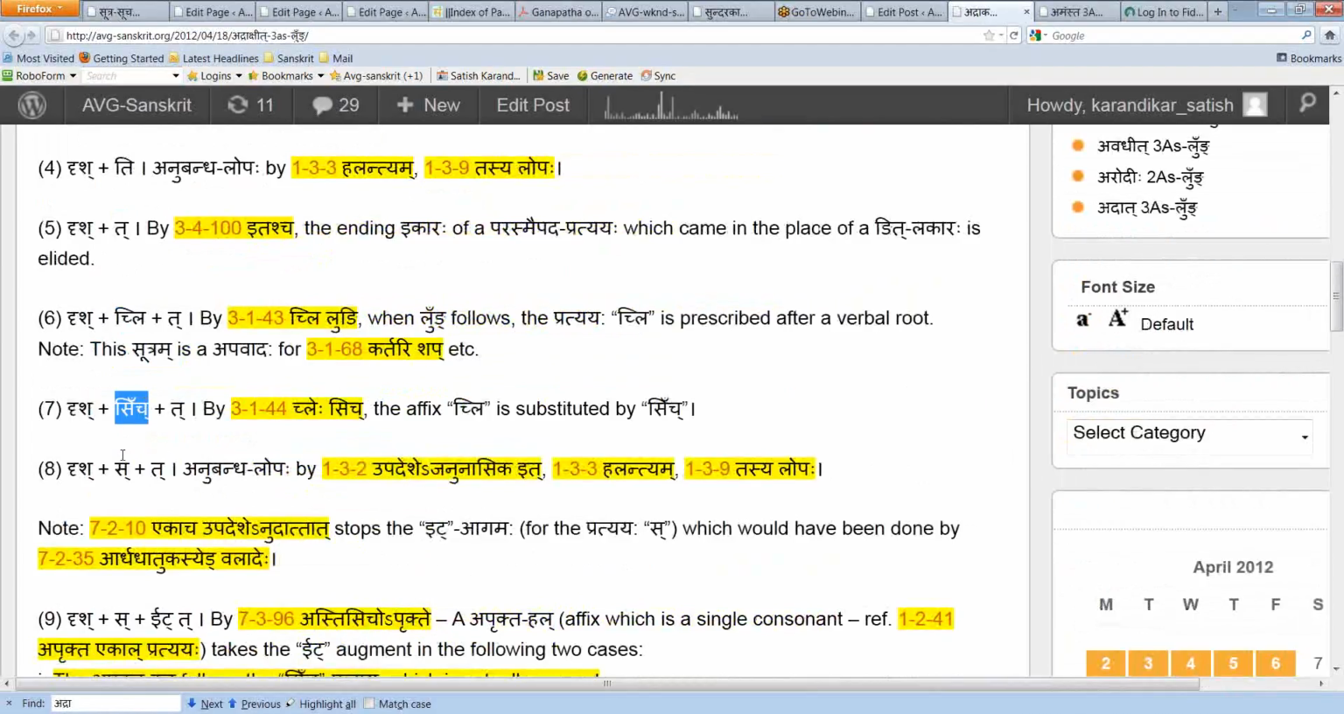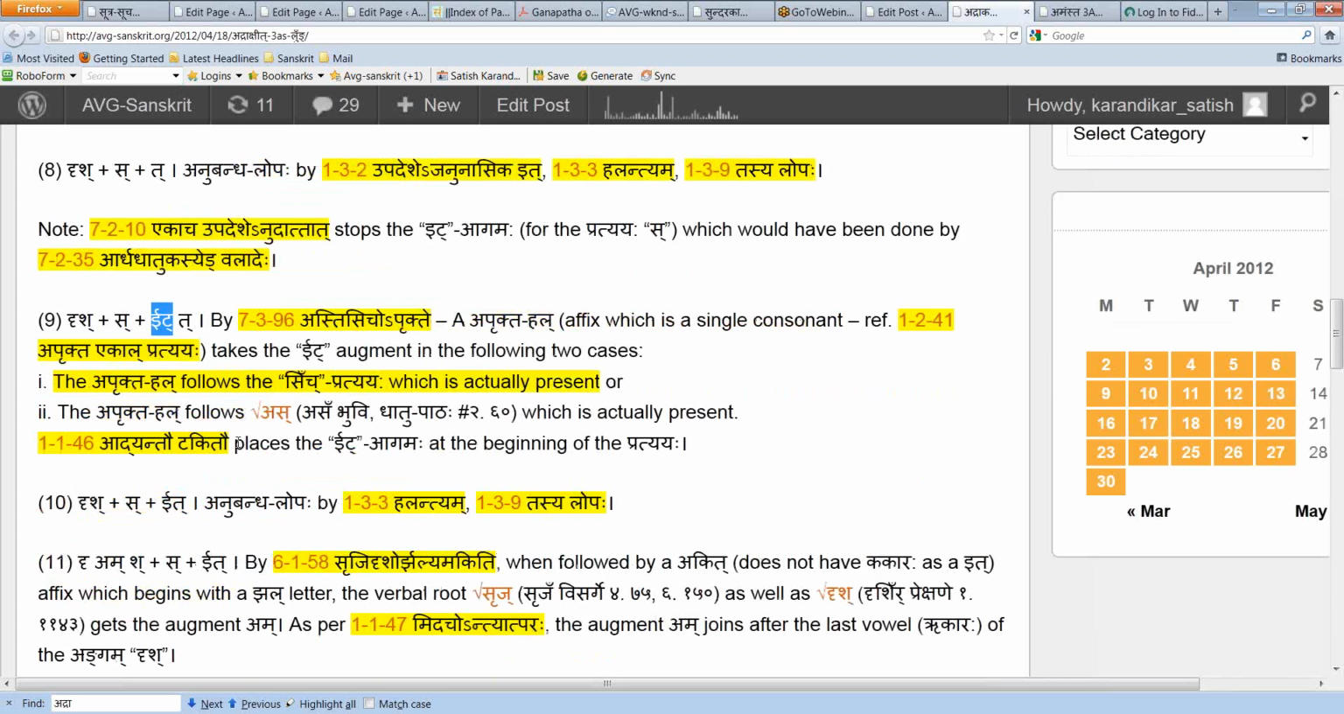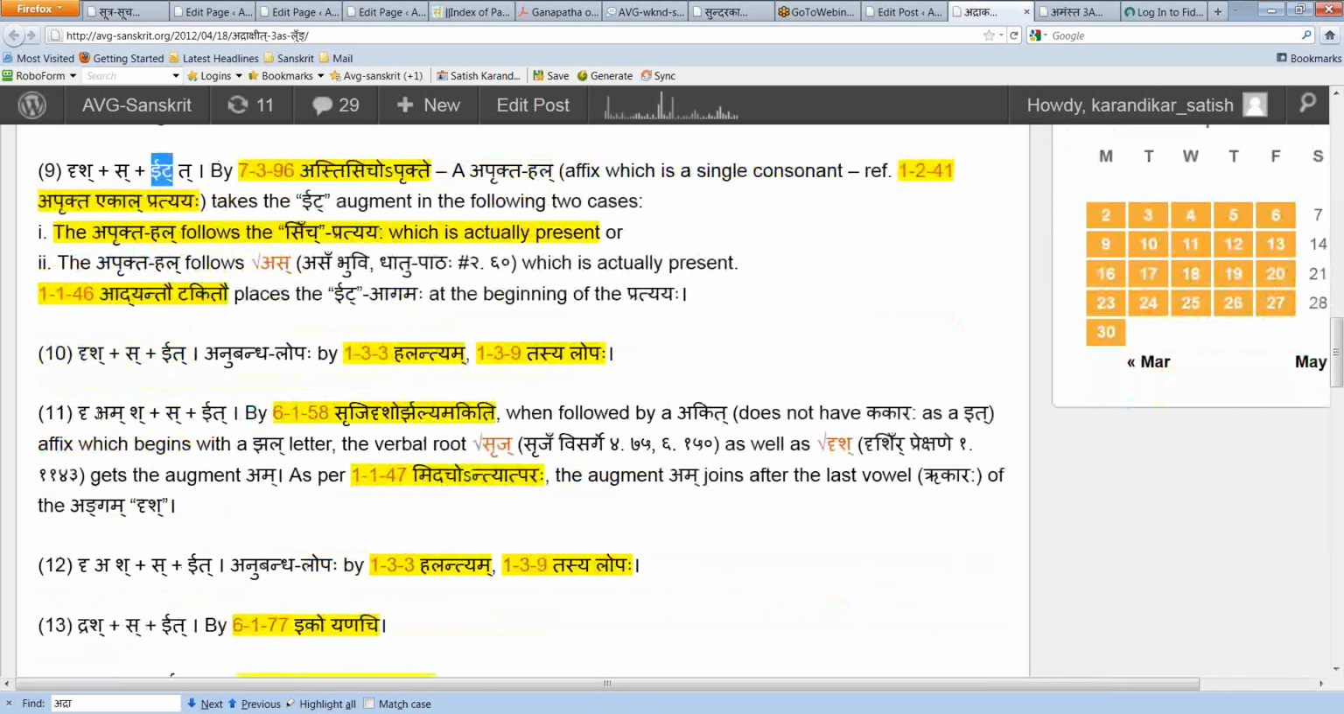sich, anubandha lopa, and then we stopped the idagama, because this is anudatta, the rikara of drish has anudatta svara. So by ekacha upadeshe anudattat in nishedha. And then we did asisicho aprukte, aprukta pratyaya, takara, which is a hal, following the vidyamana sich. So this aprukta pratyaya takes the id agama. And then after that, we got the agama for the dhatu drish, because it's followed by a pratyaya which is jaladi, it is akit.